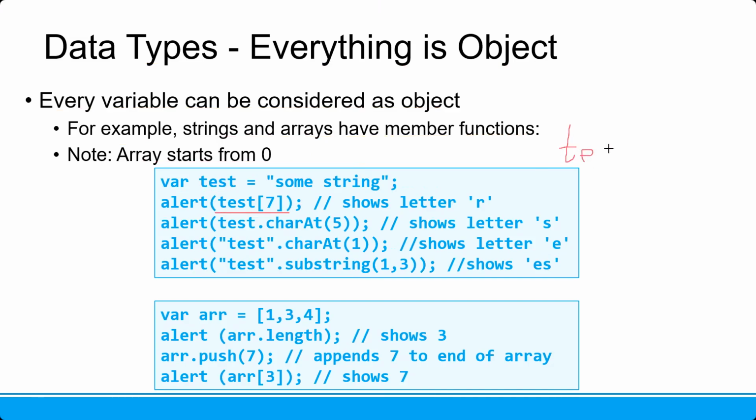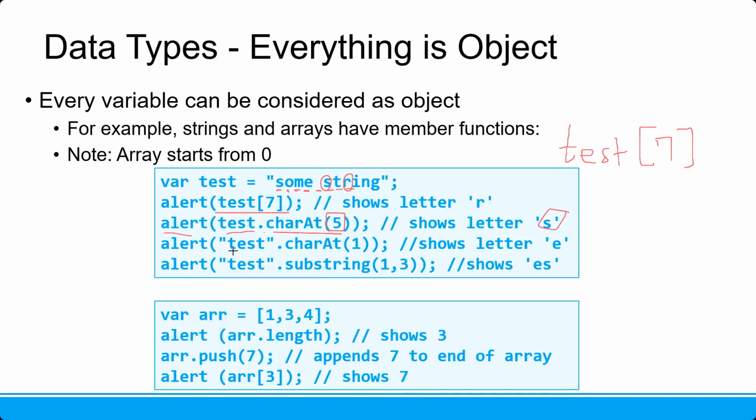So for example, I have a variable test with some string and I want to show the test index 7. What does it mean? Test index 7. Then it means we start from 0, 0, 1, 2, 3, 4, 5, 6, 7. So it will show the letter R. If I want to see the test dot charAt 5, this is the index position 5. So the same 0, 1, 2, 3, 4, 5. So it will show the letter S.